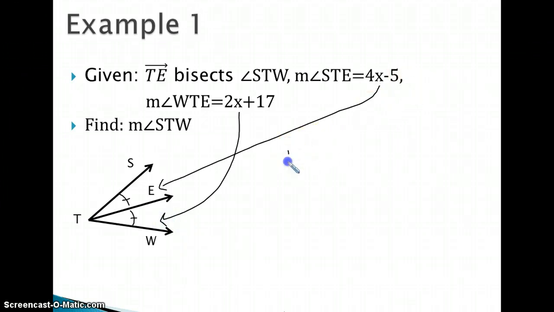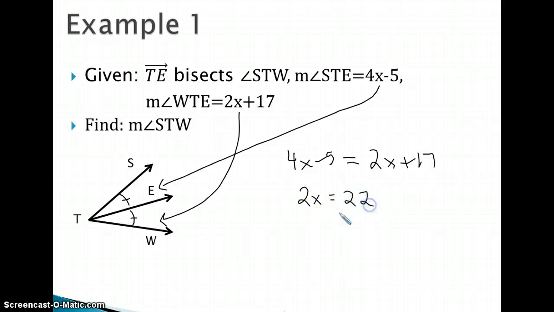And what I'll do is I'll set those equal and then solve for x. Now there's more x's on the left-hand side, so I'm going to bring 2x over to here. So 4x minus 2x. And then I'm going to add 5 to the other side. And when I divide by 2, I get x equals 11.